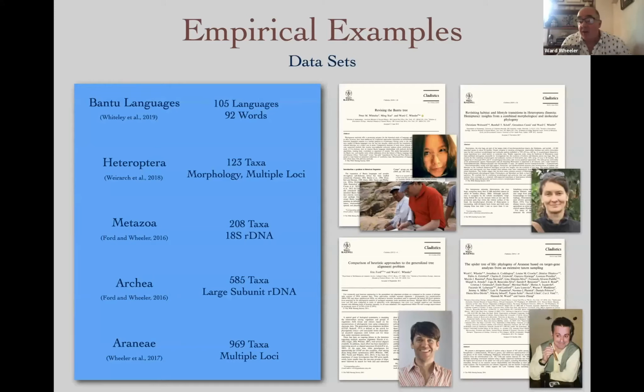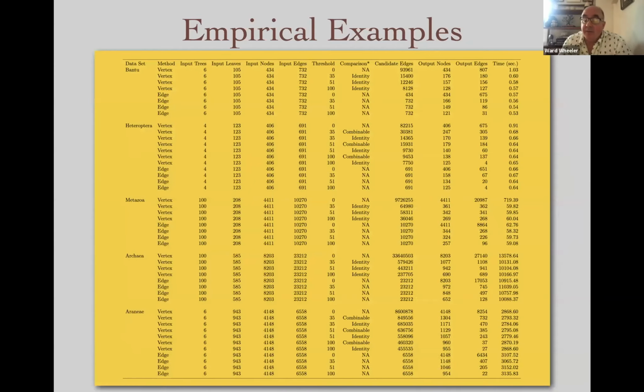So I have some empirical examples here. We have Bantu linguistic data that came from Whiteley et al., about 105 languages, 92 words, a heteropteran data set, Weirach et al., morphology, multiple molecular loci, a metazoan data set of small ribosomal DNA, an Archean data set, also ribosomal DNA, about 585 taxa, and then a spider data set with about 1,000 taxa and about 10 loci, just for comparative purposes. And we can look at this very busy slide.